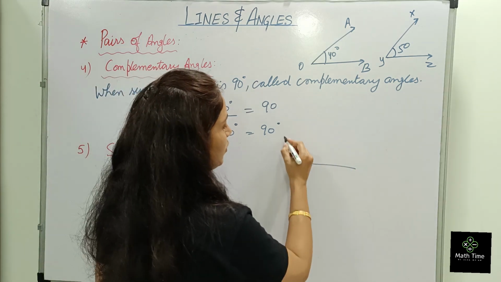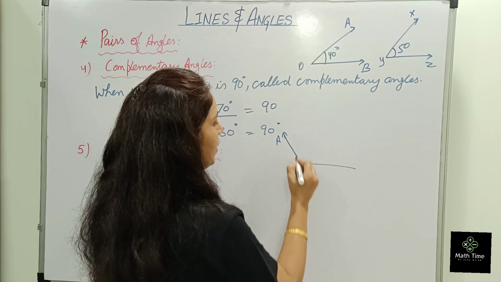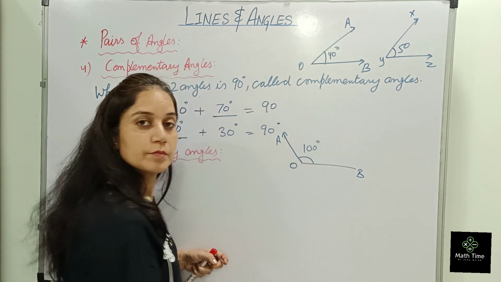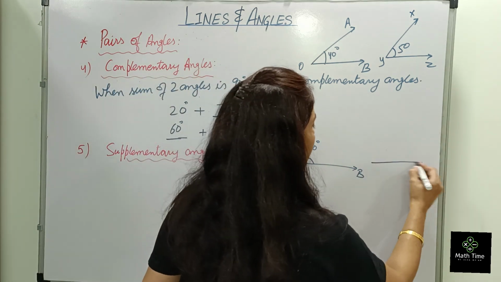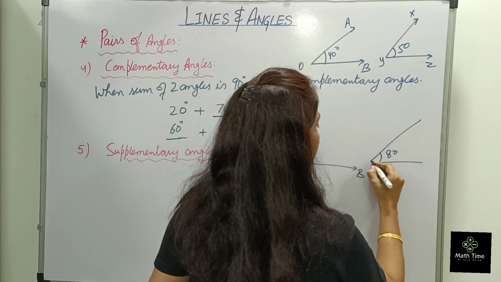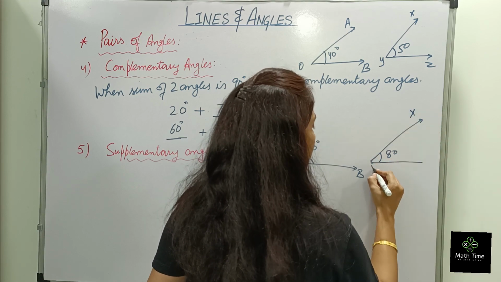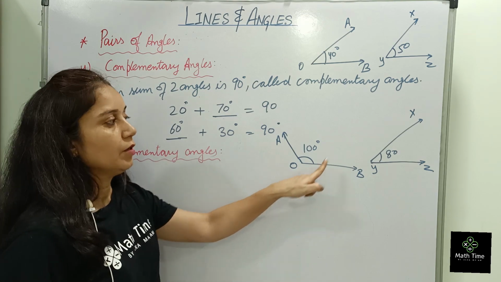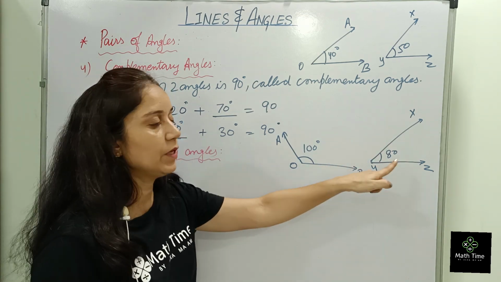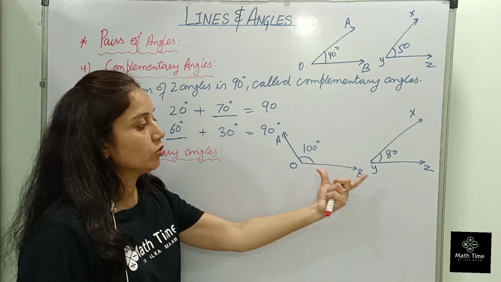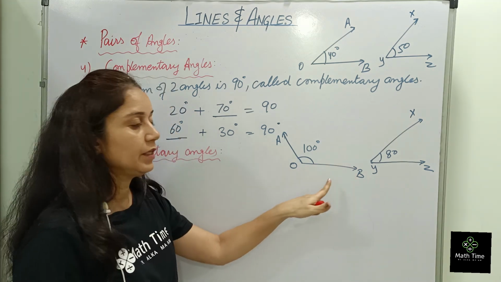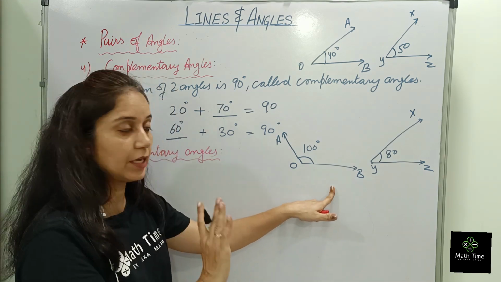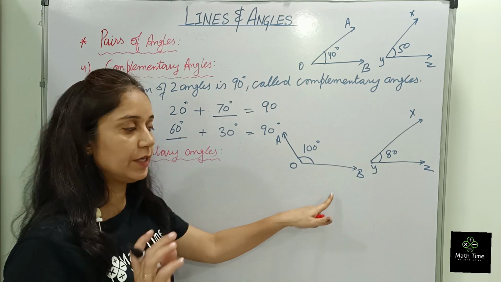Look, suppose you have one angle AOB which measures 100 degree. Another you have an acute angle which measures 80 degree. Suppose this is X, Y, Z. Add them. Sum of angle AOB and angle XYZ: 100 plus 80 gives you 180. So the sum of two angles is 180. They are called supplementary angles and they are separate, different two angles. They are not connected by a common arm or a common vertex.